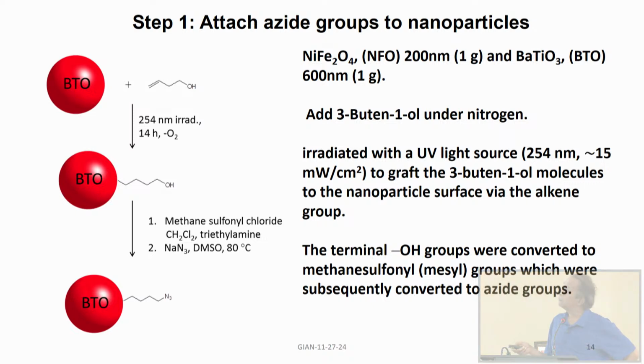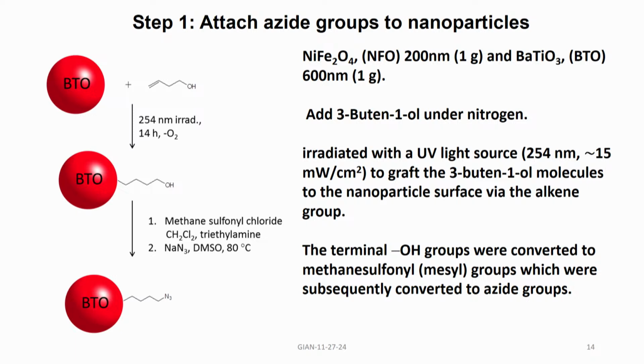So the attachment works like this. As I told you, we got the complementary strands of the DNA from Yale. They are functionalized with alkyne already. So all we needed to do was attach an azide side group to nickel ferrite and barium titanate, then bring the DNA and these together, and then attach the alkyne functionalized DNA to the azide functionalized barium titanate or nickel ferrite in the presence of a copper catalyst.